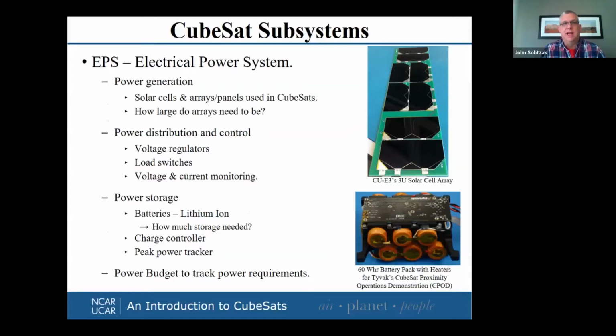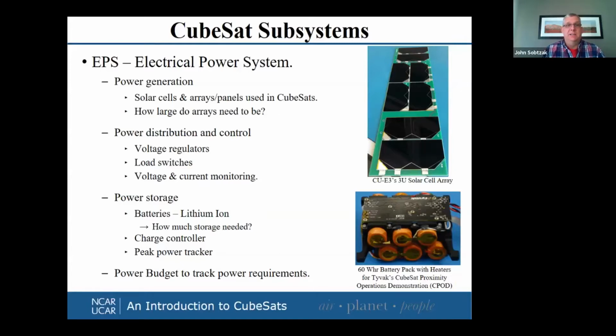One of the big questions you must ask when designing the EPS system is, how big of an array do I need? How many solar cells do I have? How efficient are they? Assume they will not always be pointed into the sun at a right angle. And then there's also redundancy. What happens if a solar array goes down? Do I still have enough power?